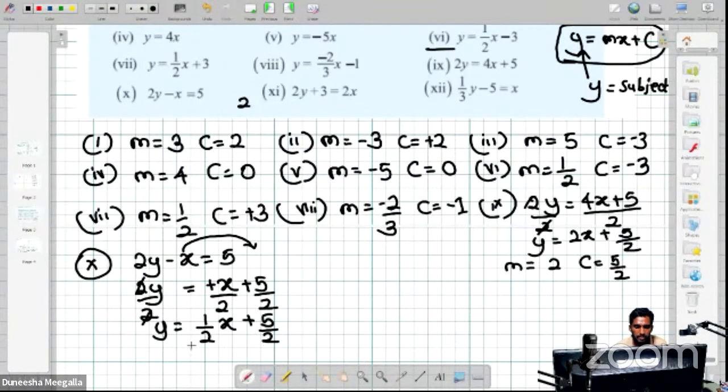What is M, the gradient, now? Satish, what is the gradient? Half. Yes, half. Then the intercept is plus 5 over 2. Yes, plus 5 over 2.